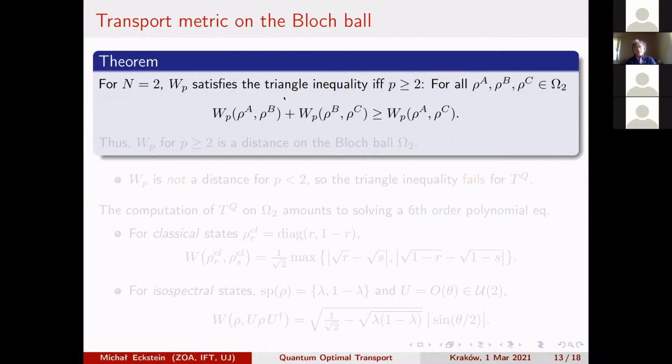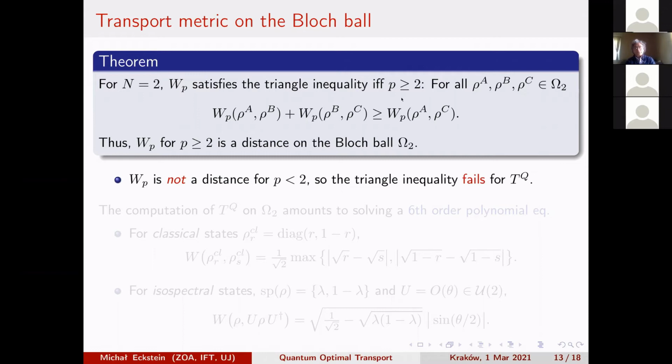The triangle inequality is just this inequality. So for any three states from the Bloch ball, you get this inequality. So this is really a distance on the Bloch ball, and actually this square root is the limiting case. If you take p smaller than 2, it's not a distance. The triangle inequality fails, and in particular, it fails if you just take the quantum transport cost. This is interesting, and it's somehow different than in the classical case, because in the classical case, if you start with a distance, then you take any p greater than or equal to 1, and you automatically get a distance. Here, we need to start with p equal to 2.